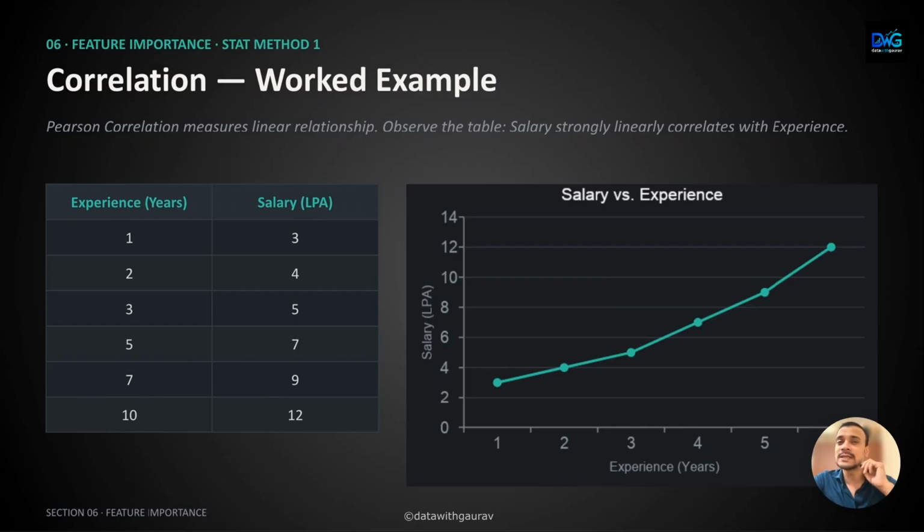Of course, real world data is rarely this perfect. Most datasets contain some variation and noise. But as long as the overall relationship follows a reasonably straight line trend, Pearson correlation provides a simple and effective way to measure the strength of that relationship.